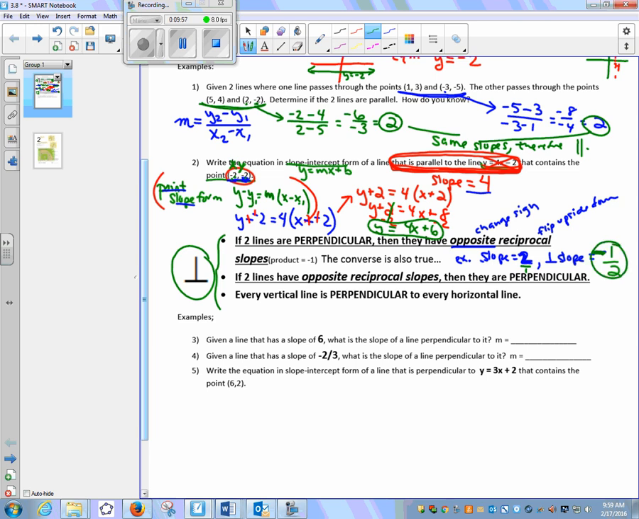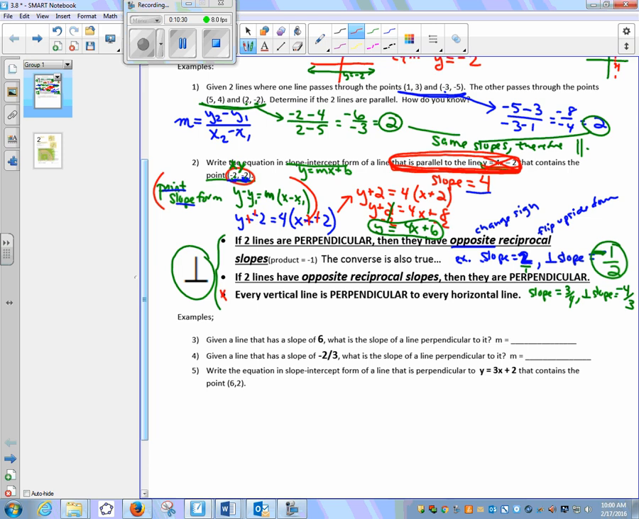Okay, so another example, a slope of 3/4 would give you a perpendicular slope of -4/3. Change the sign and flip it upside down. Okay? Okay, so if two lines are perpendicular, they have opposite reciprocal slopes. If two lines have opposite reciprocal slopes, then they're perpendicular. So the converse is also true in this case.